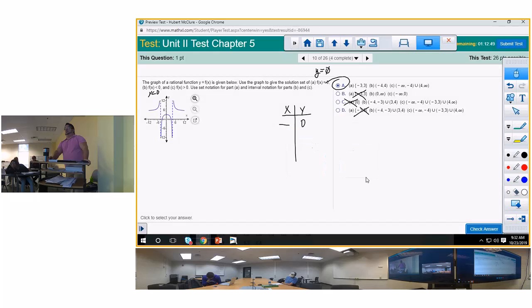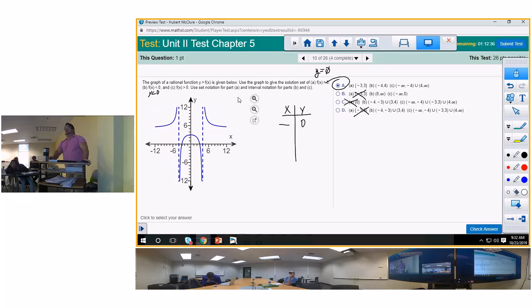Oh, we got it wrong. Okay, I have no idea why we got it wrong. Let me blow it up. Okay. F of x is equal to 0. Y is equal to 0 is right here. That gives you -3 and +3. So we know it's not C.